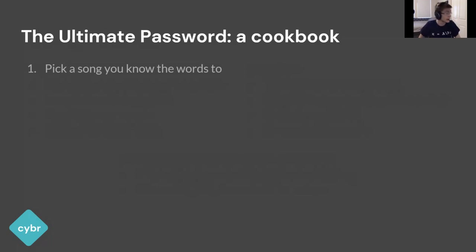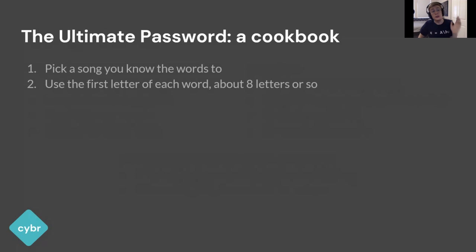You could sing it if it started playing right now. Then use the first letter of each word, about 8 letters or so, like say 2 full lines of the song, just use the first letter of each word. And then add a symbol that you can easily remember and then some numbers that you can easily remember at the end. And perfect. That's it.